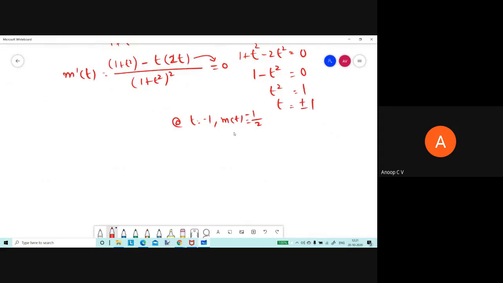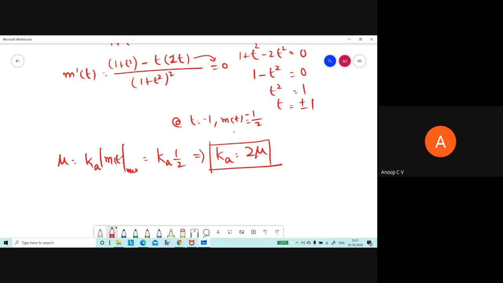So what we have is mu is equal to Ka into the mode of m(t), in fact the max of this. This is equal to Ka into 1 by 2. Mu is equal to Ka into 1 by 2, which implies Ka will be equal to what? 2 times mu. So in the second case, Ka will be equal to 2 times mu. Just keep in mind, whenever mu is equal to 0.5, Ka is equal to 2 into 0.5, that will be equal to 1.